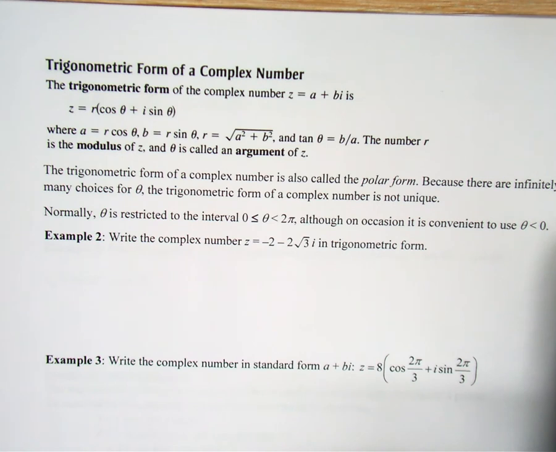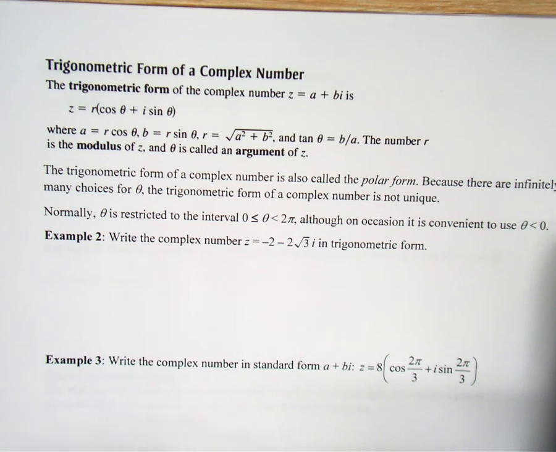The trigonometric form of a complex number is also called the polar form, and we're going to continue working with these. Because there are infinitely many choices for theta, the trigonometric form of a complex number is not unique. Normally, theta is restricted to the interval 0 to 2 pi, although on occasion it is convenient to use negative pi's.